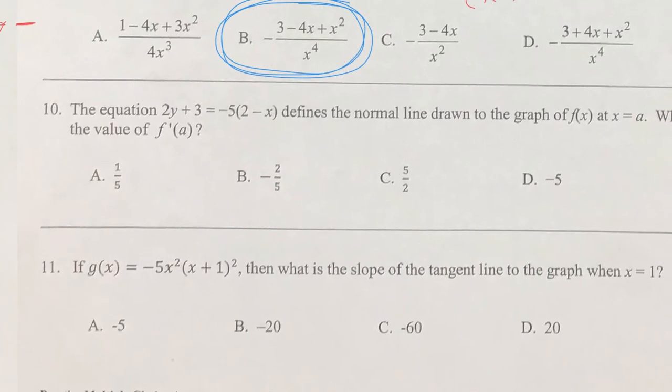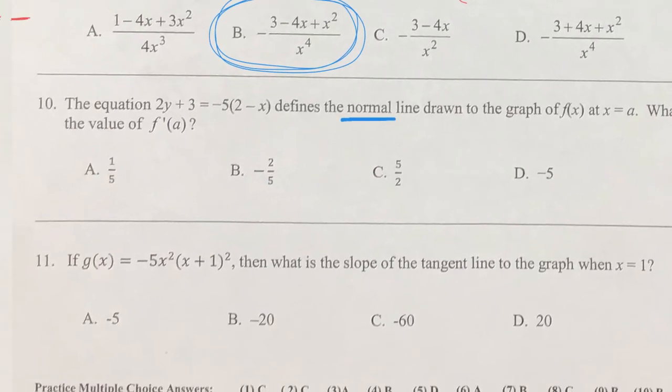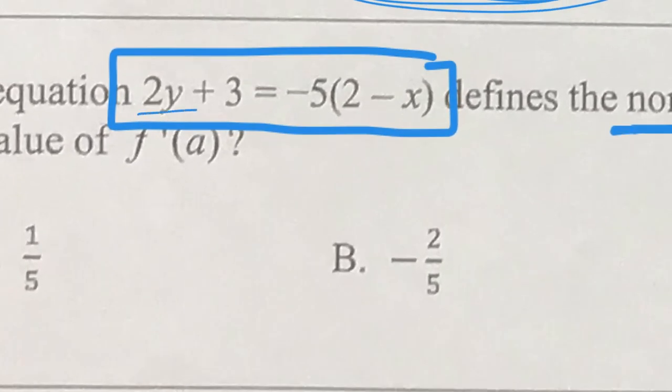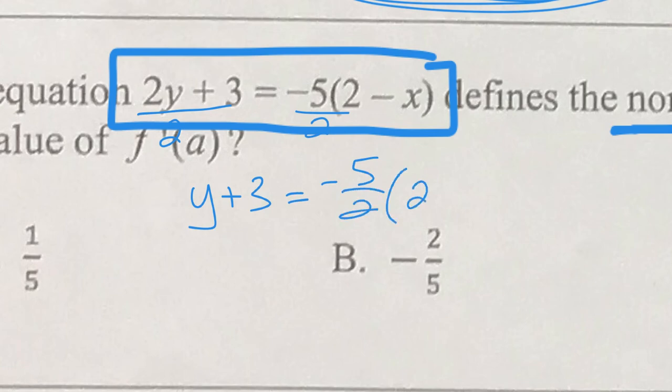Okay, number 10, once again, this defines the normal line. So what is the value of f prime? Well, this is not even the correct form of our equation. So we're going to put this in the correct form, point slope, by first dividing everything by 2. So y plus 3 equals -5/2 (2 minus x). Now hopefully you notice this is not the correct form either. It's not supposed to have a negative x in there. It's supposed to have a positive x. So this is -x plus 2.